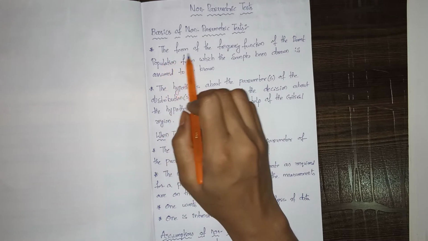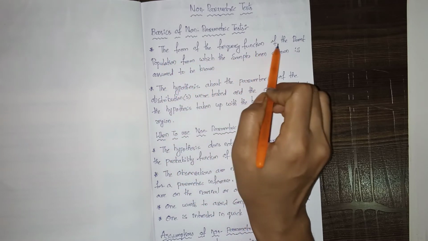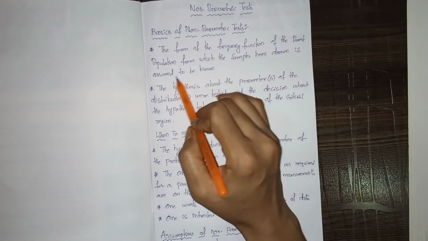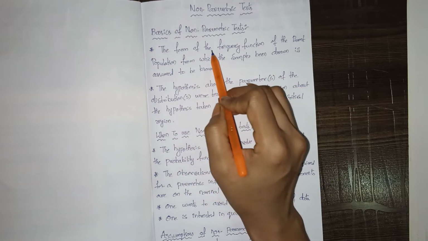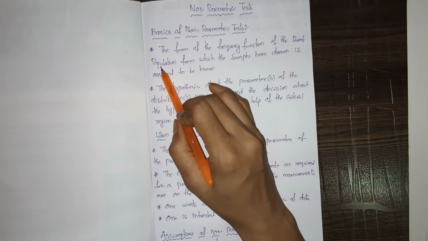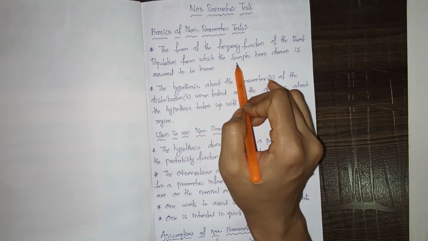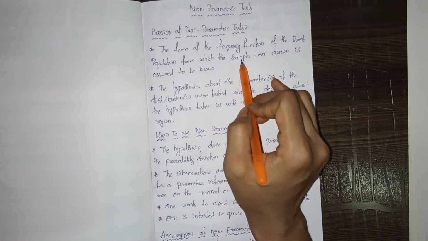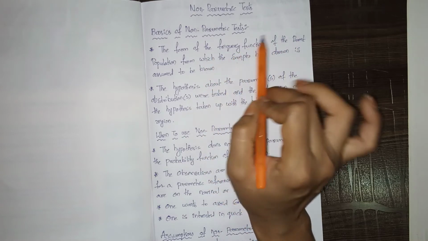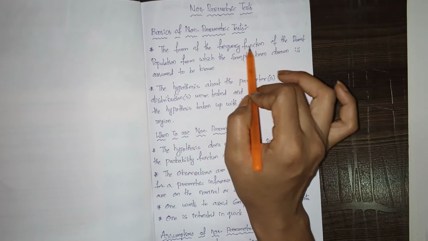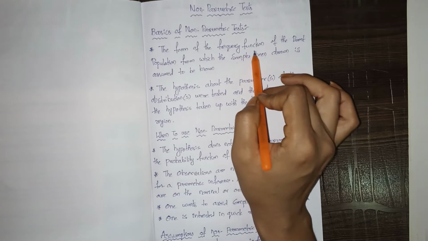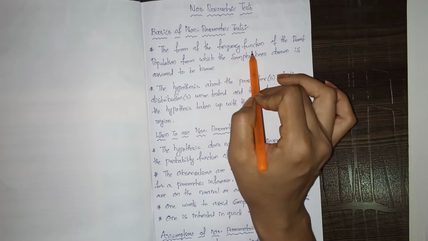The first point is that the form of the frequency function of the parent population from which the samples have been drawn is assumed to be known. In the sense, first we'll select one population, and from that population only we'll collect the samples. So there we have to assume that the population has a frequency distribution. So what is a frequency distribution? Here they tell about the range.